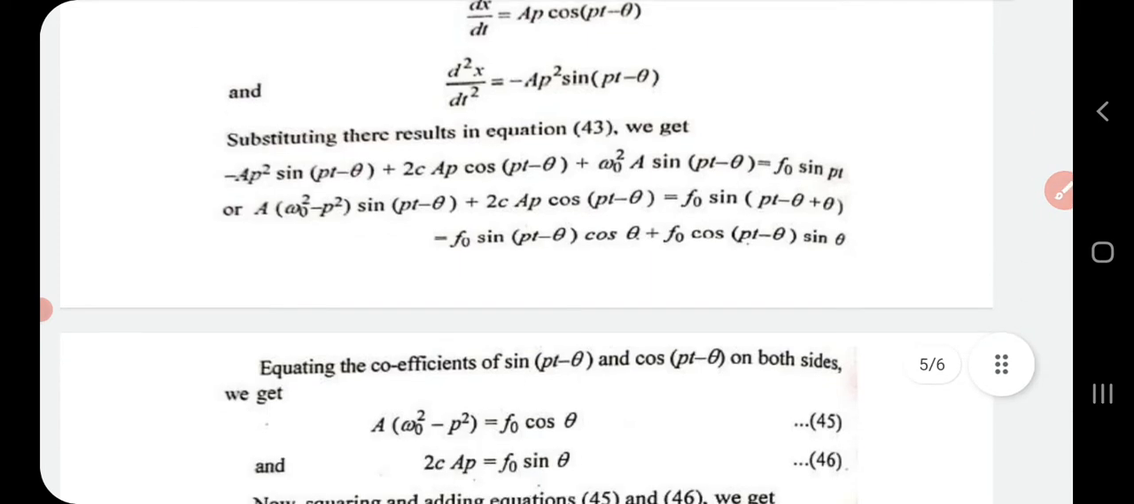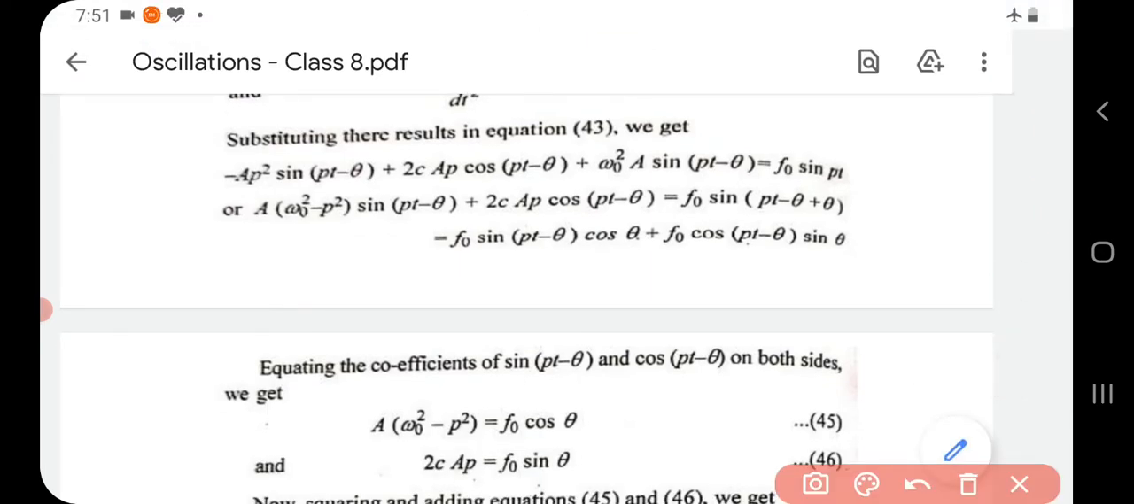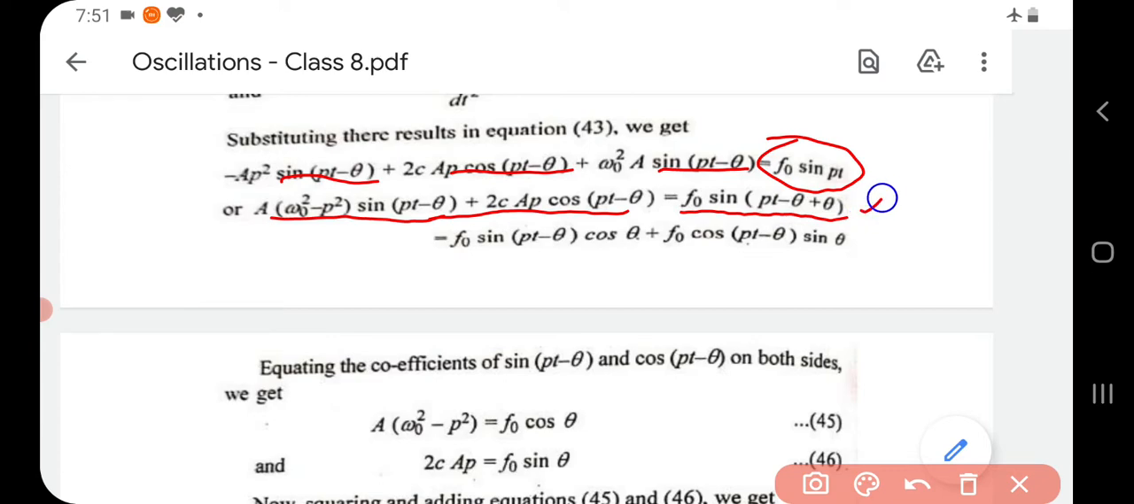And now the next step is you are just grouping the terms. Here you have sin(pt minus theta), here also you have sin(pt minus theta). So just group those terms, and you will get it like this. Now you have cos(pt minus theta), that is written as such. This is equal to, what about your RHS, f0 sin pt? You are just rewriting it as f0 sin(pt minus theta plus theta). It is just the same as f0 sin pt, right?